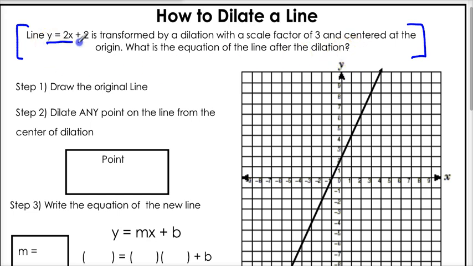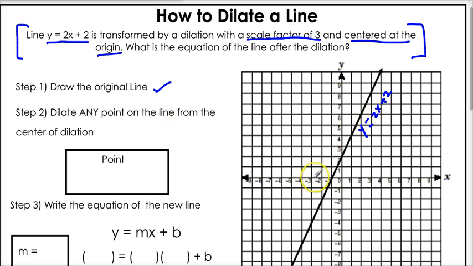So we have a line, we have a scale factor for our dilation, and we have the center of dilation. A line is y equals 2x plus 2, scale factor 3, and it's all centered at the origin. How are we going to dilate this line? I'll show you. The first step is to draw the original line, which I've done for you because I'm a nice guy. This is the line right here, and label it. This is y equals 2x plus 2. Very important to label it. Check.